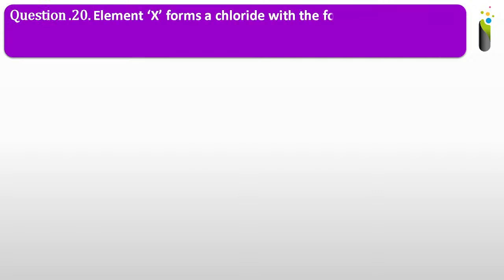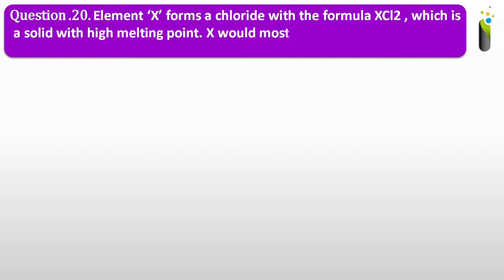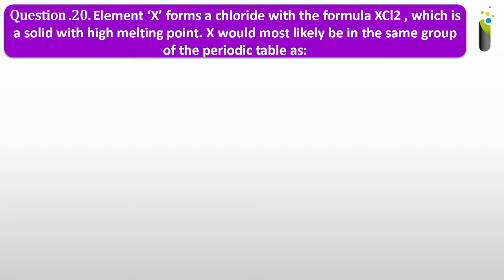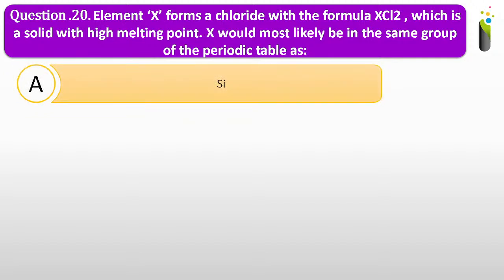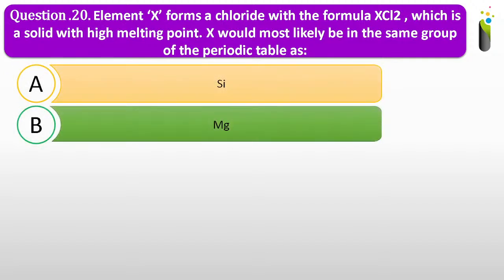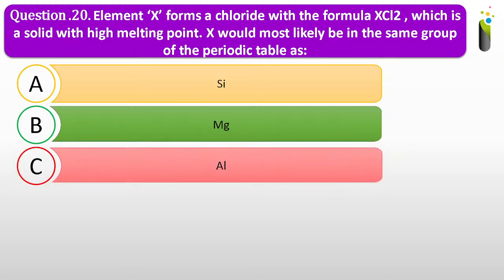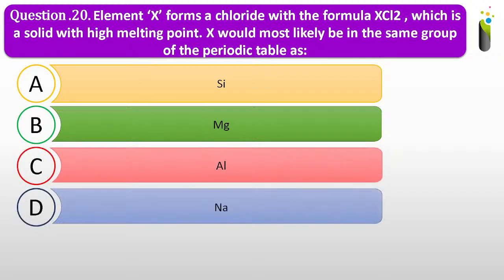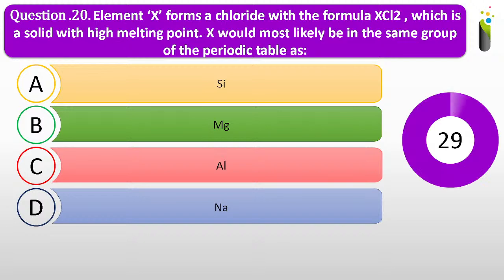Element X forms a chloride with the formula XCl2, which is a solid with high melting point. X would most likely be in the same group of the periodic table as dash. A. Si, B. Mg, C. Al, D. Na. So I repeat, A, is it silicon? B, is it magnesium? C, is it aluminium? D, is it sodium?